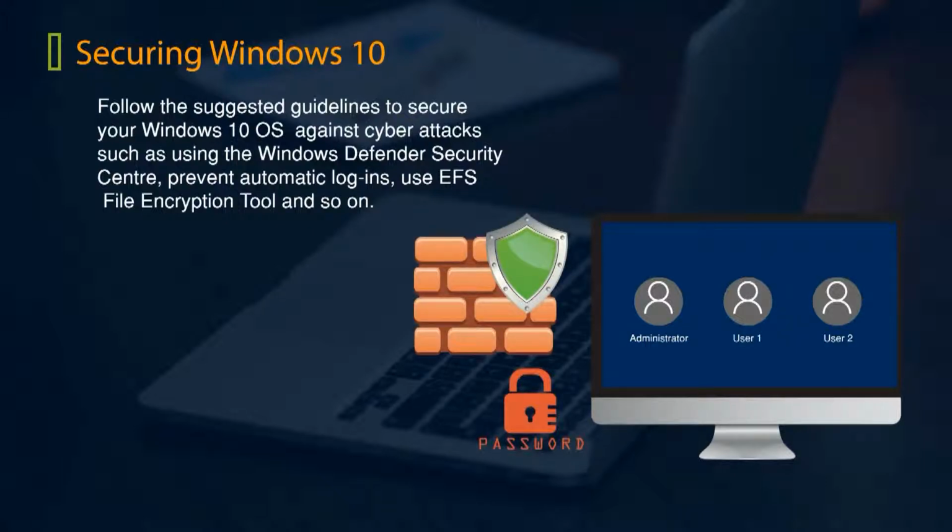Use the Windows Defender Security Center. Turn on BitLocker. Use the EFS file encryption tool. Disable unnecessary services. Hide files and folders. Turn off file sharing, and prevent unauthorized changes to systems with UAC. Now, let us understand how to secure a Mac OS against cyber attacks.